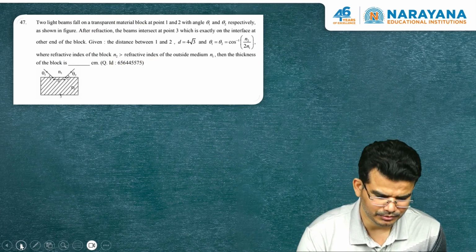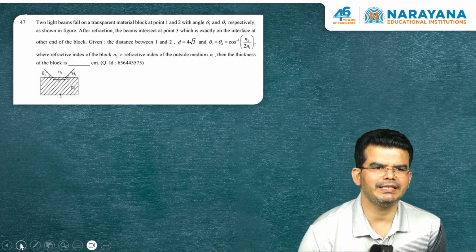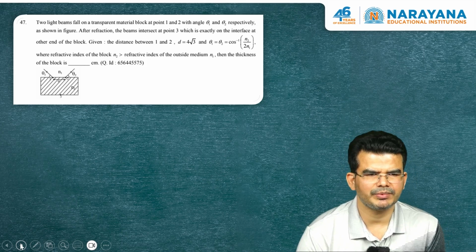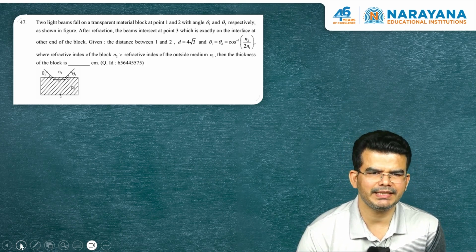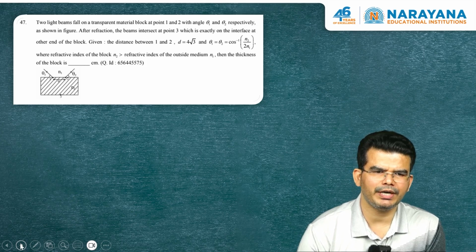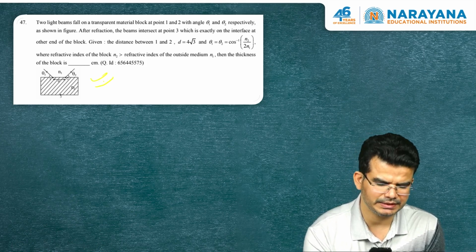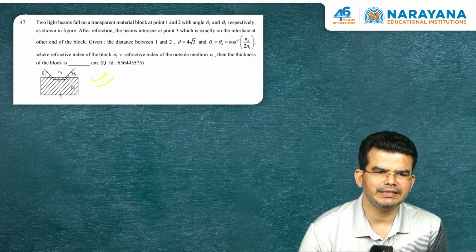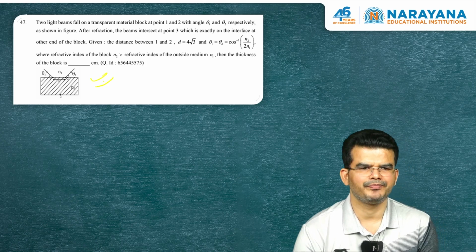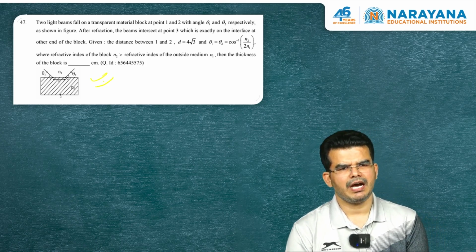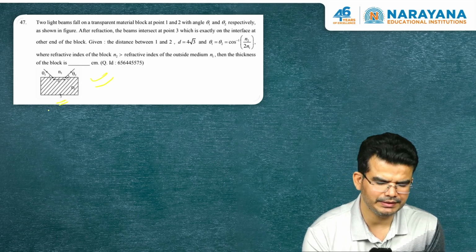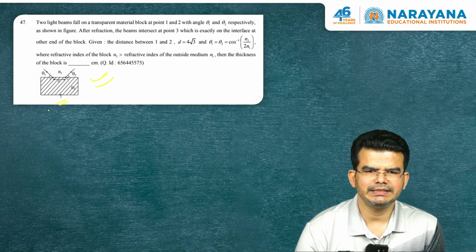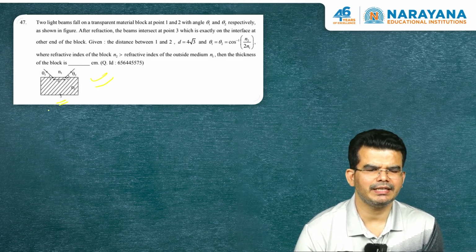Next question. I think again this question is from geometrical optics. What they are saying? Two light beams fall on a transparent material block at points 1 and 2, which you can see in the diagram, with angles theta 1 and theta 2 respectively as shown in the figure. After refraction the beams intersect at point 3. So, 3 is here, which is exactly on the interface at the other end of the block.